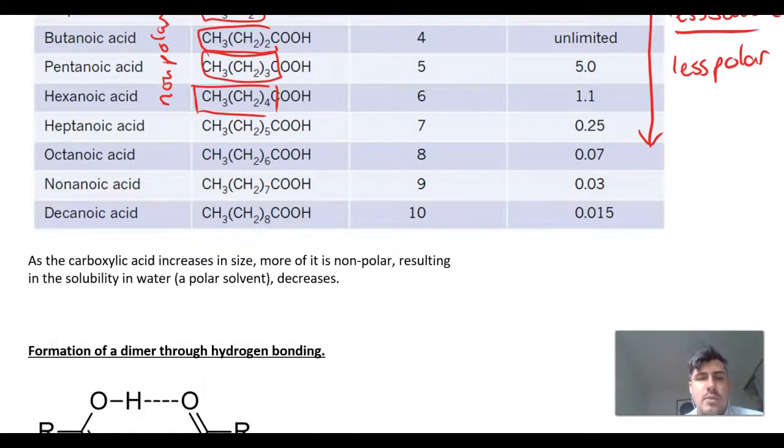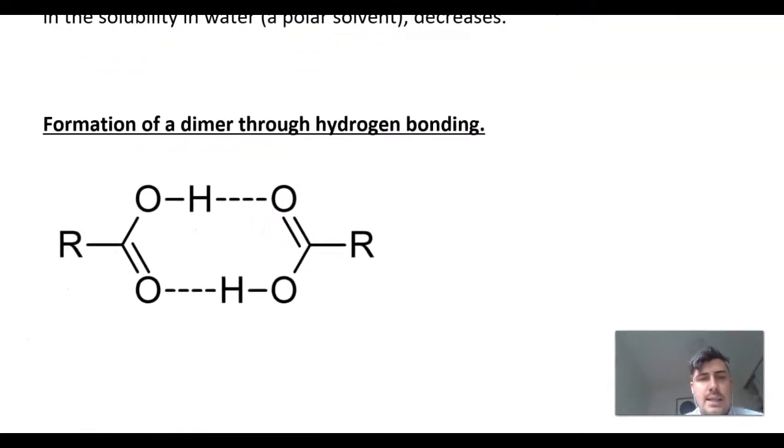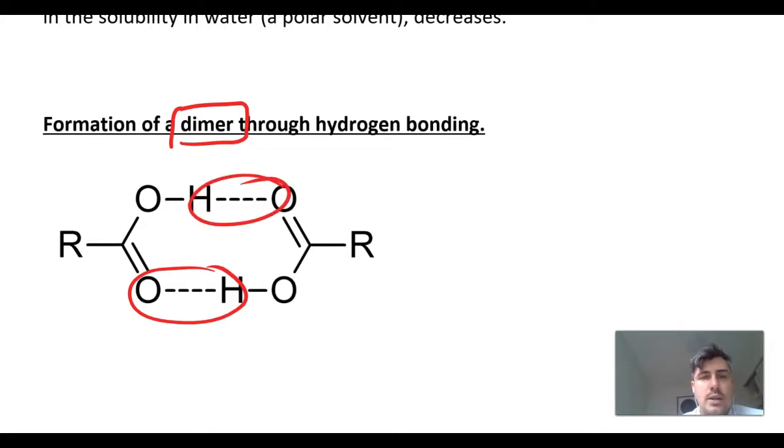If there is no water present, the hydrogen bonding between carboxylic acids also occurs, forming what we call a dimer. So when there's no water around, it's able to actually form two hydrogen bonds between both ends there, which increases the boiling point of carboxylic acid again.